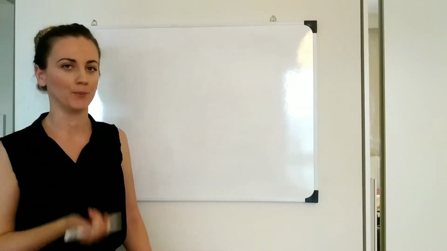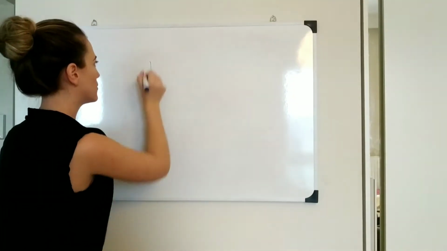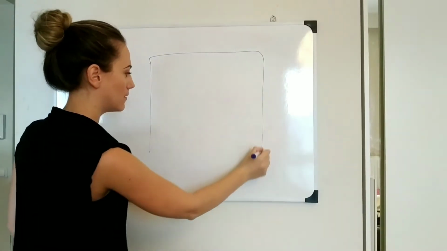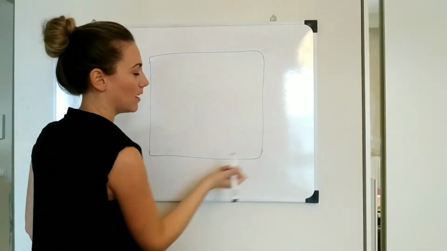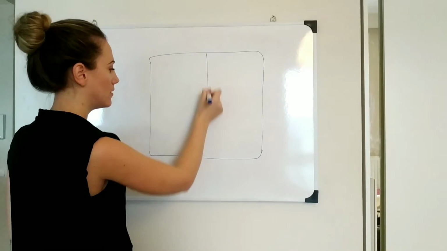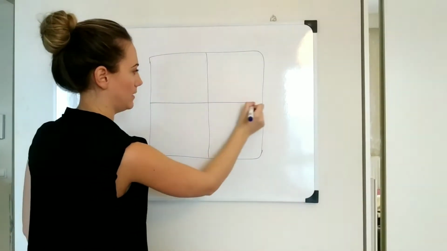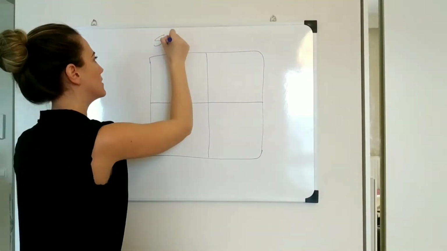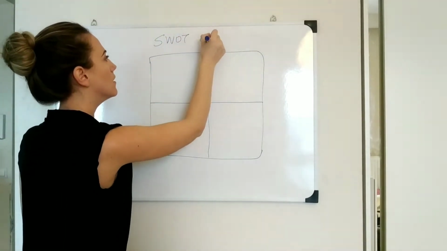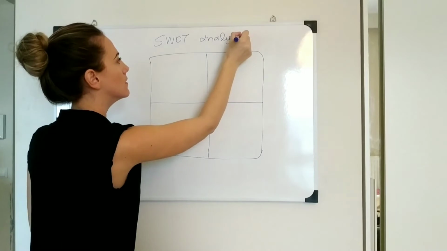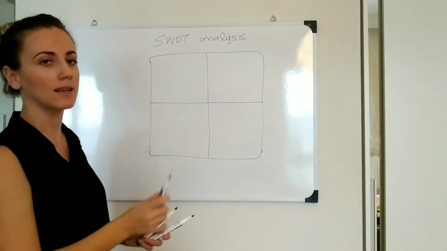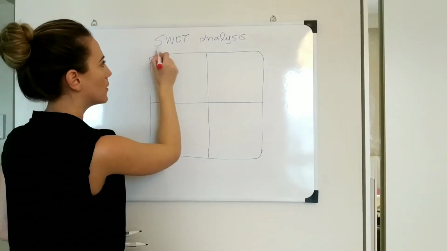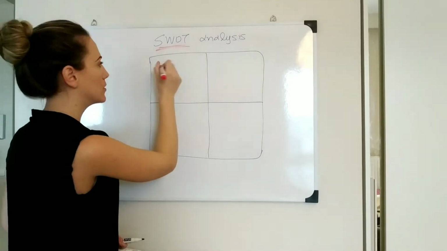So what we do, we make a big square and we divide it in 4 little squares. This method is called SWOT analysis. And in each square, we write one letter of the word SWOT.